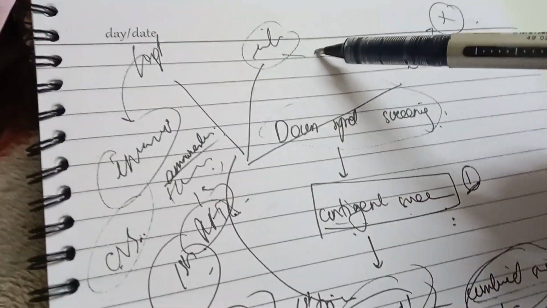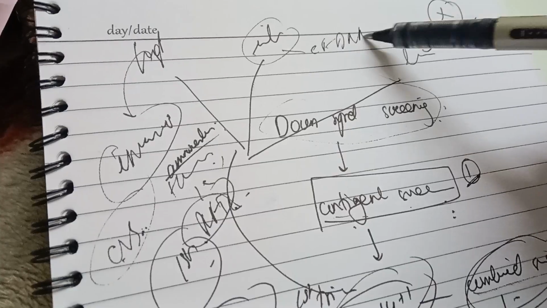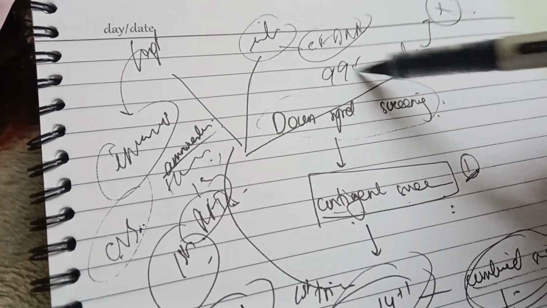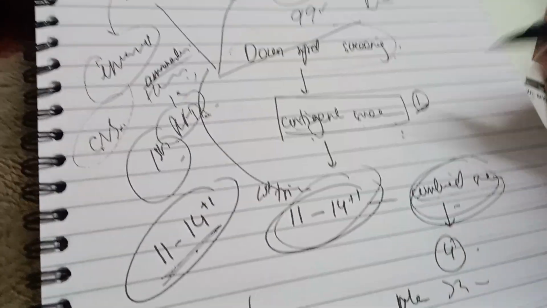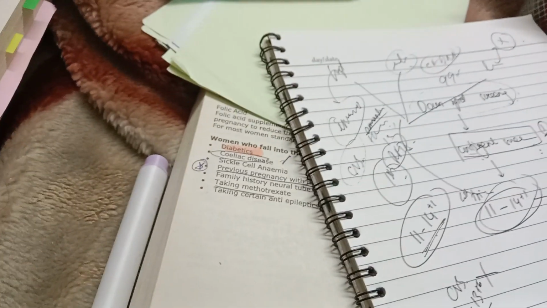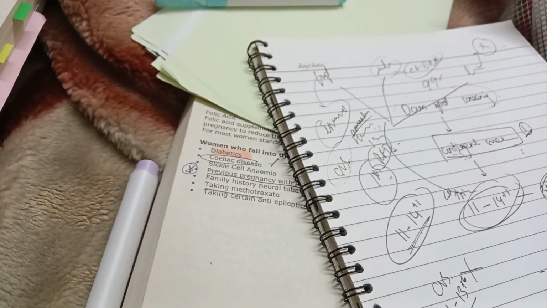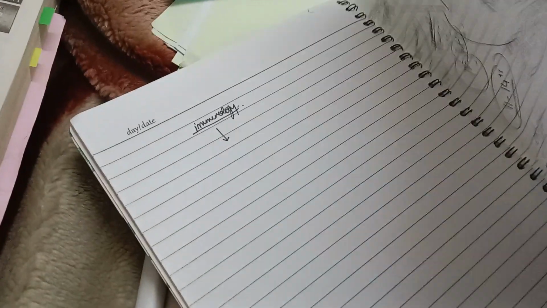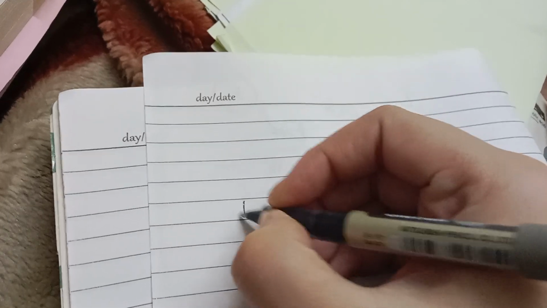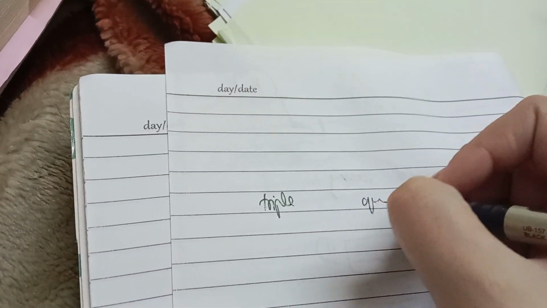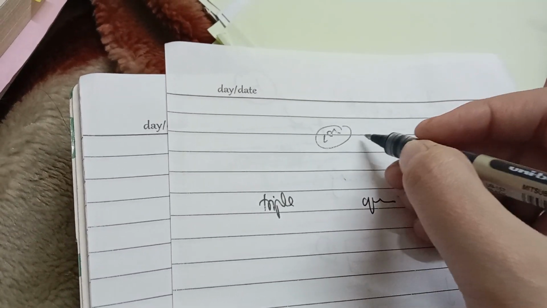Now, in intermediate risk, we're going to do cell-free DNA. This has an accuracy of 99% detection. What is the detection rate of combined screening? 90%. Okay, so this was the contingent screening method, but we should also know about other tests. The other tests include the triple test and the quadruple test. So the first trimester test was only one, we are done with it.